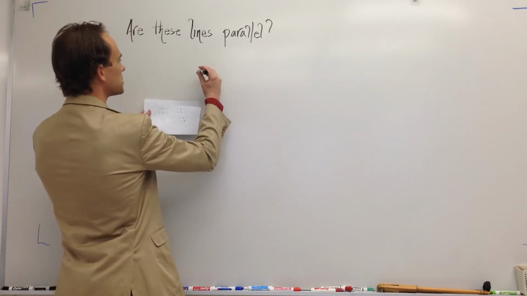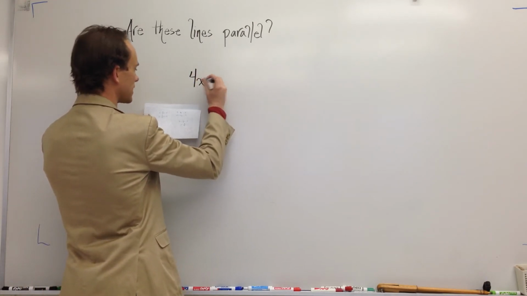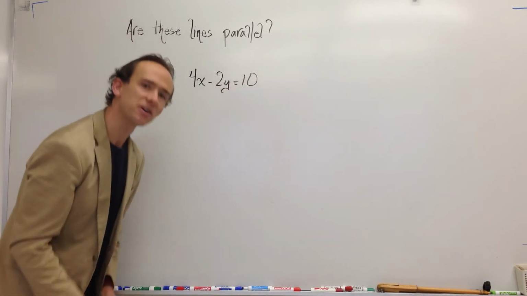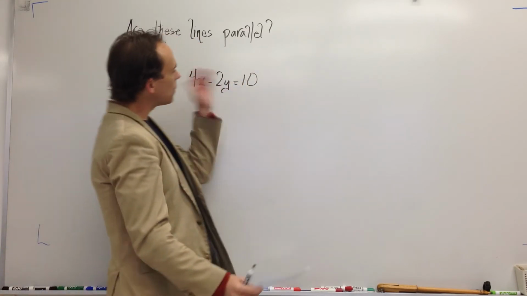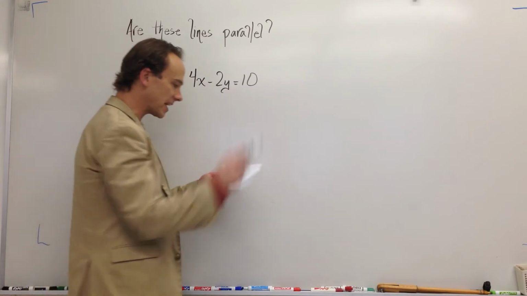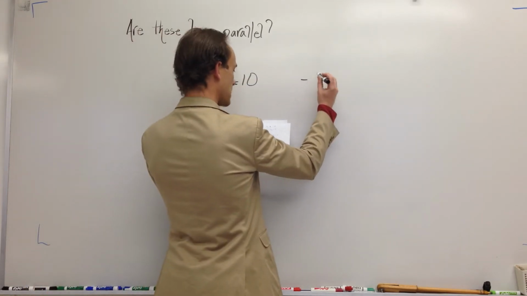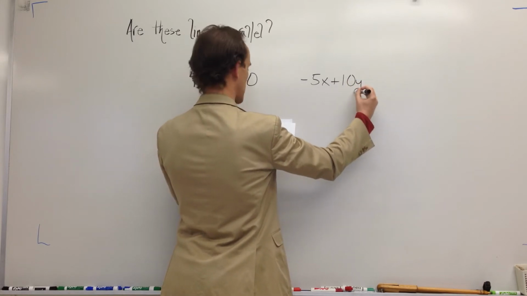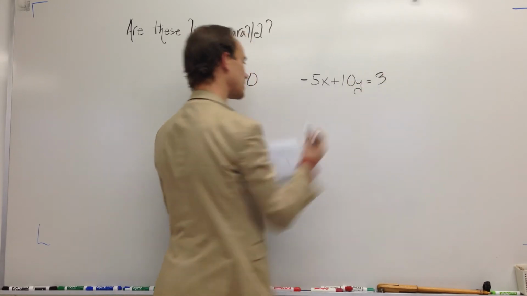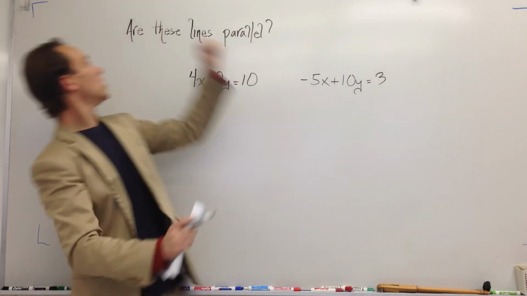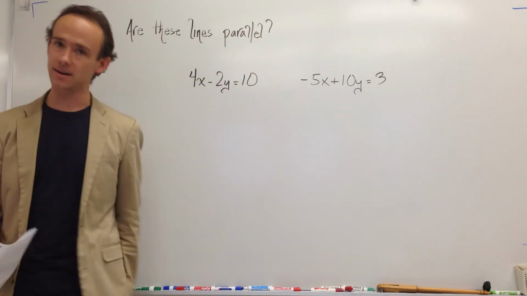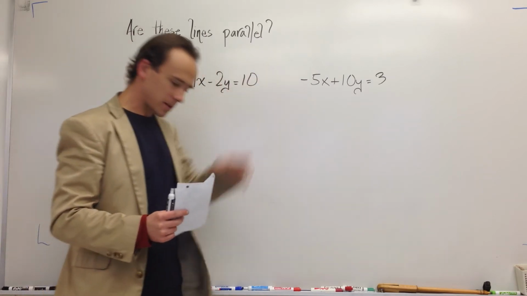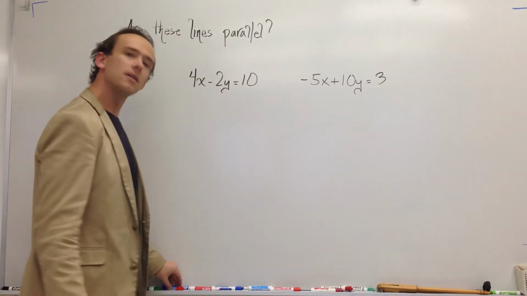All right, so here's the first line. We got 4x minus 2y is equal to 10. And no, I'm not going to serve it up to you in slope-intercept form. I want you to get there. That's the first line. Here's the second line. Negative 5x plus 10y is equal to 3. Two lines. Are they parallel? Hit pause and figure out the slope of each one of these, okay? Let's get it.